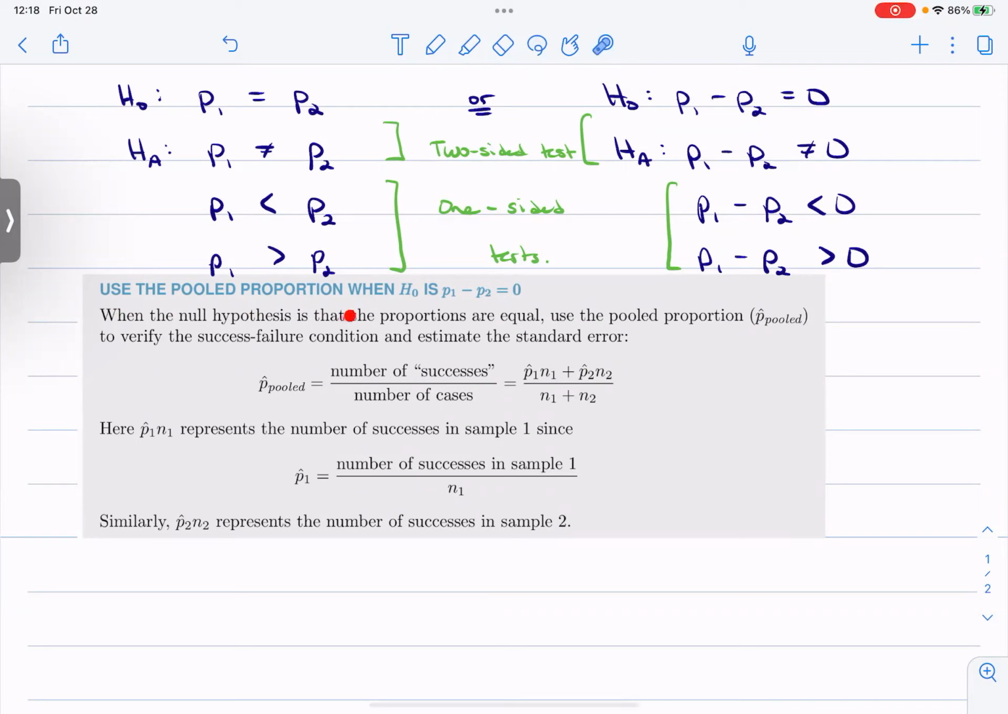So we use the pooled proportion when the null hypothesis is that P1 minus P2 is equal to 0. Remember, that's what I said it would always be. That's not really true. That's what it will always be for us. We could test a different value, but then we would need different techniques. Then we can't use the pooled proportion, for example. But that's beyond this course. So for us, we will always have P1 minus P2 is equal to 0.